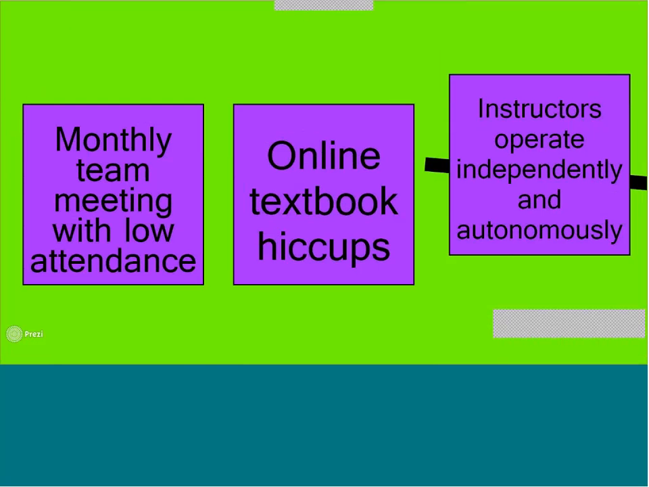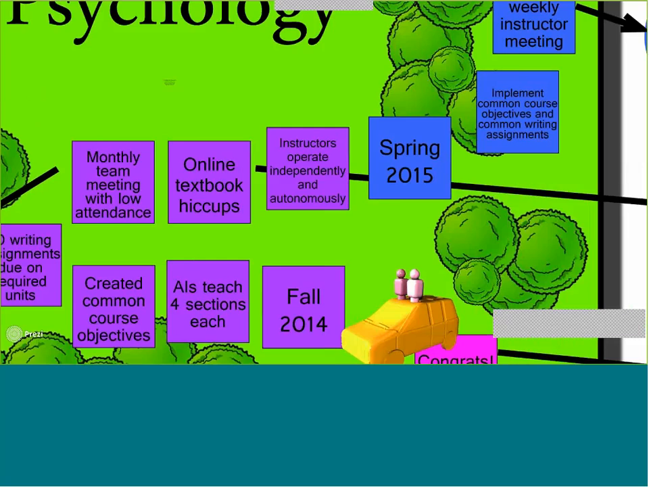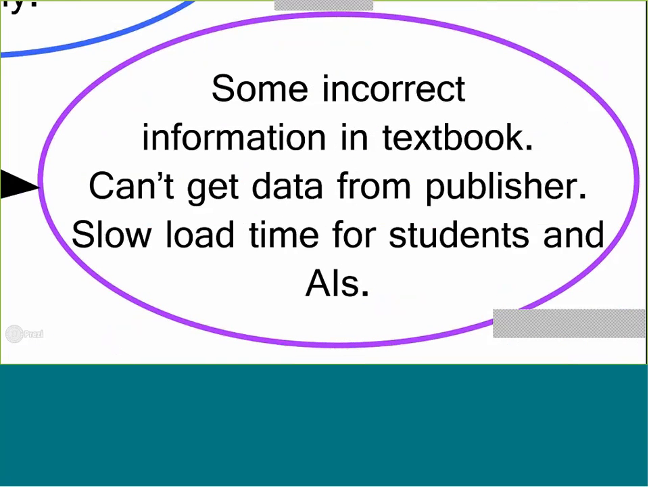We started having a few hiccups with our online textbook. So there was some incorrect information. We couldn't get data from the publisher on how our students were doing if we wanted to download things. Really slow load time for the students as they were going through this, and for the AIs. And it was super frustrating, and people were just complaining all the time. It was a very not fun environment to be in.